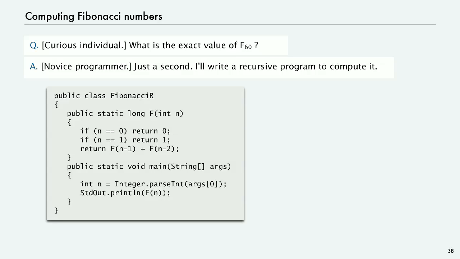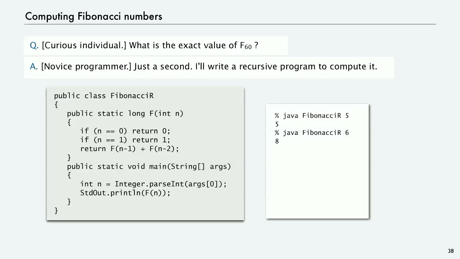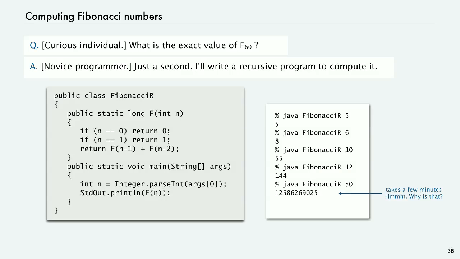Looks pretty good. Take the number we want from the command line, and then just call this recursive function. And sure enough, it works pretty well. Get numbers that I recognize. The 12th one's 144, so let's go for it. What's the 50th one? On your computer, it's going to take a little while to compute that one. And if you try to do 60, a novice programmer is going to say, wait a minute, there's something wrong with my computer.